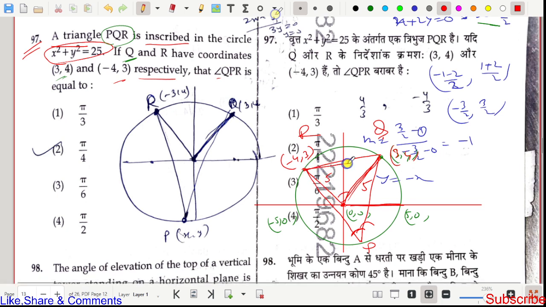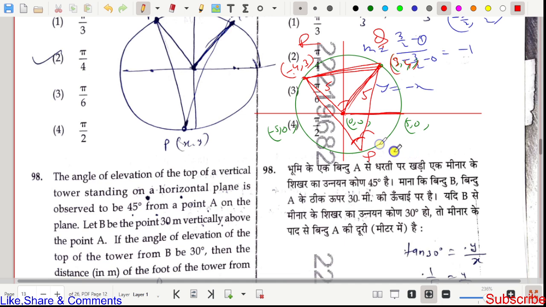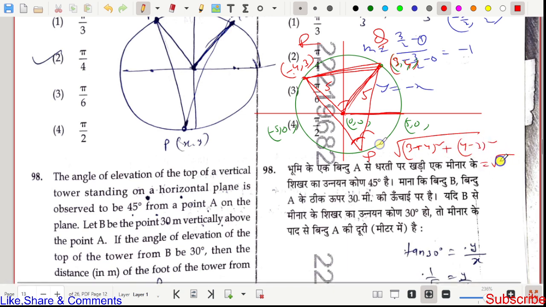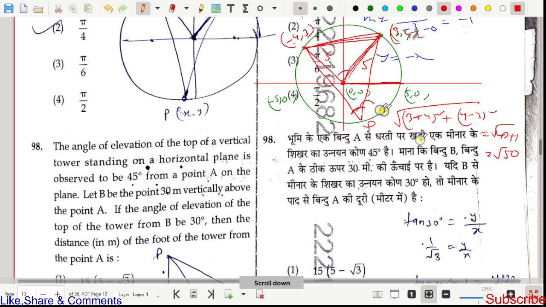Now we can find the distance between these two points, because the two points are given, minus 4, 3 and 3, 4. If you find the distance, how much will you get? Check. So 3 plus 4 whole square, plus 4 minus 3 whole square. So it will be 49 plus 1, that means root over 50.